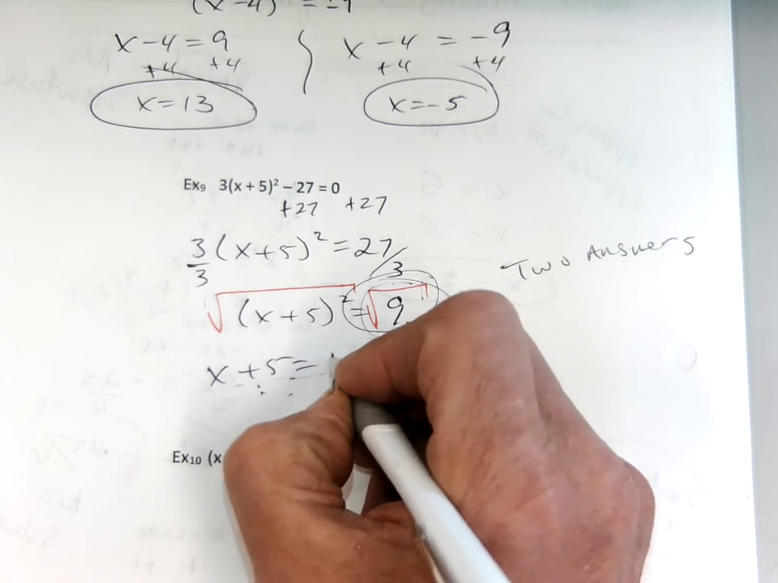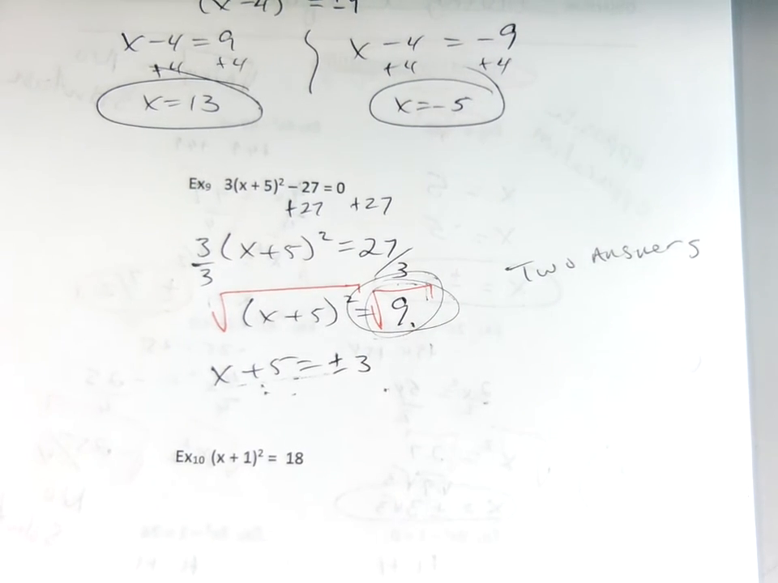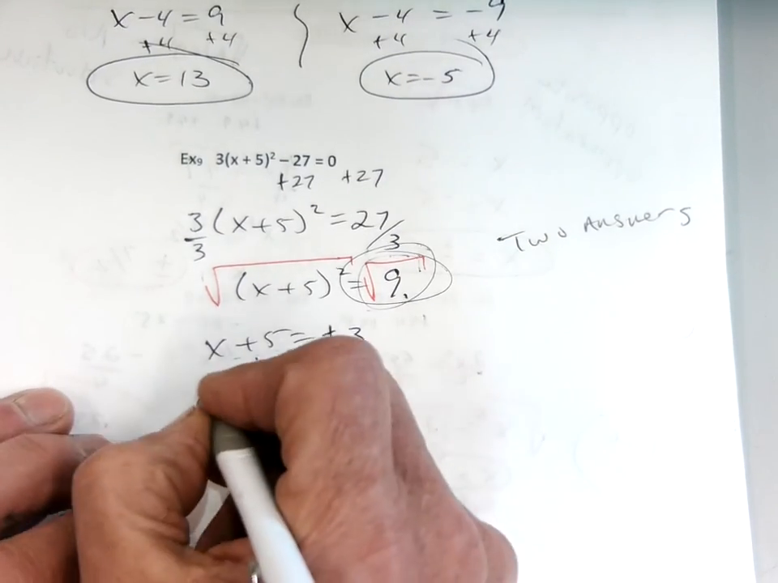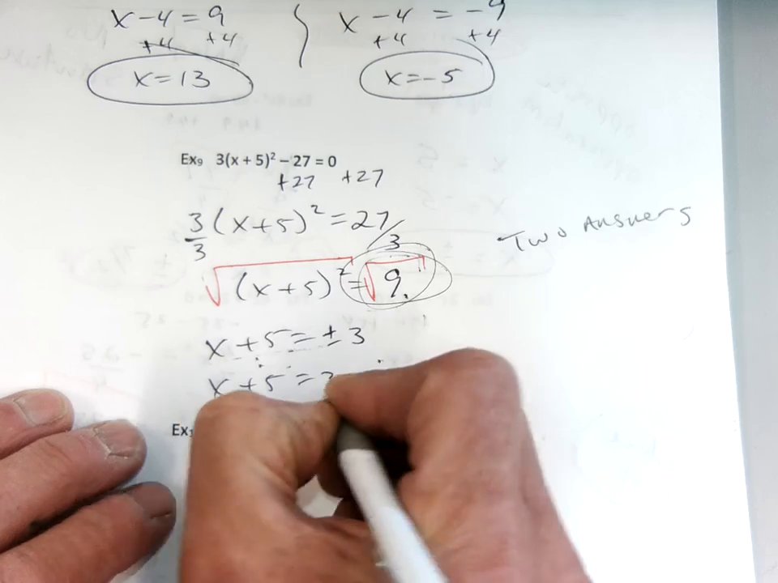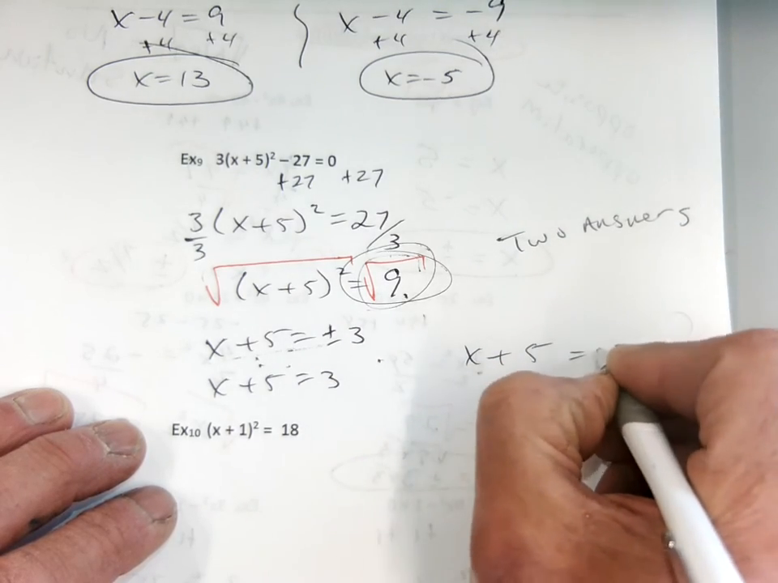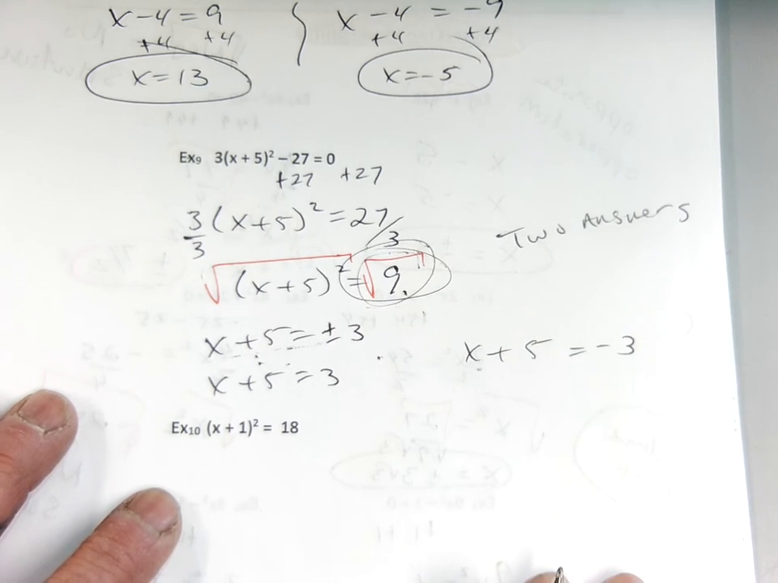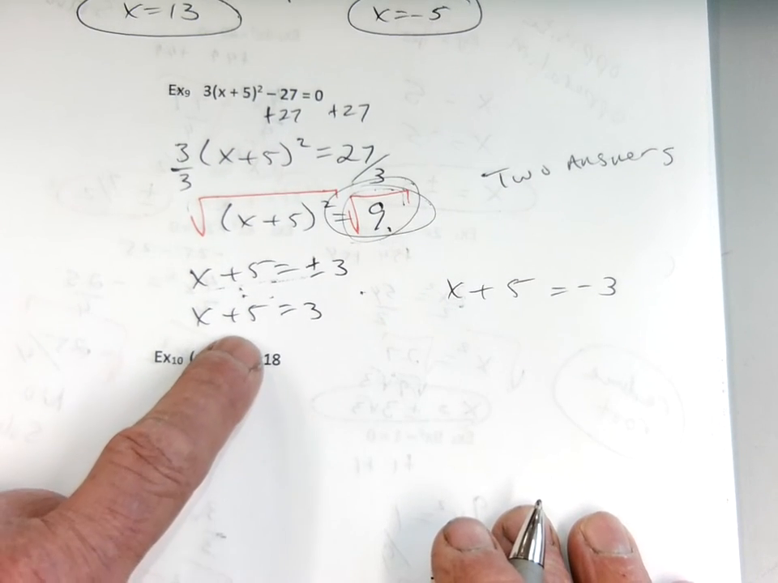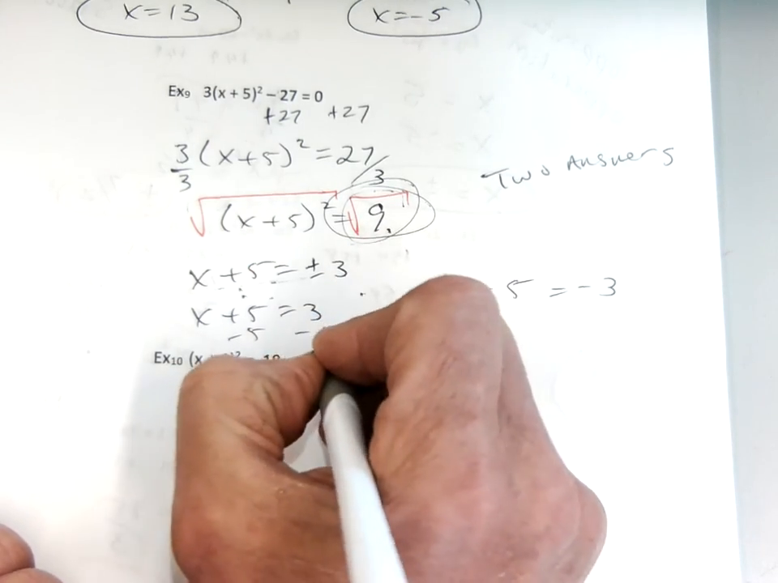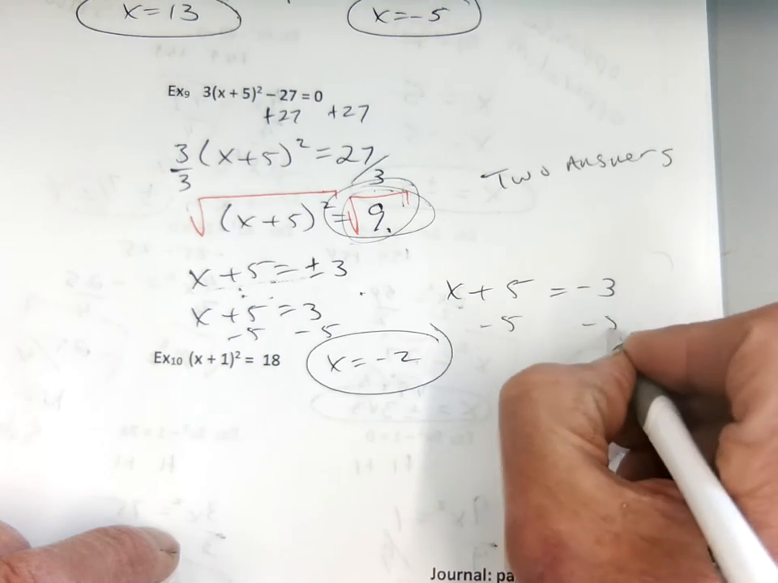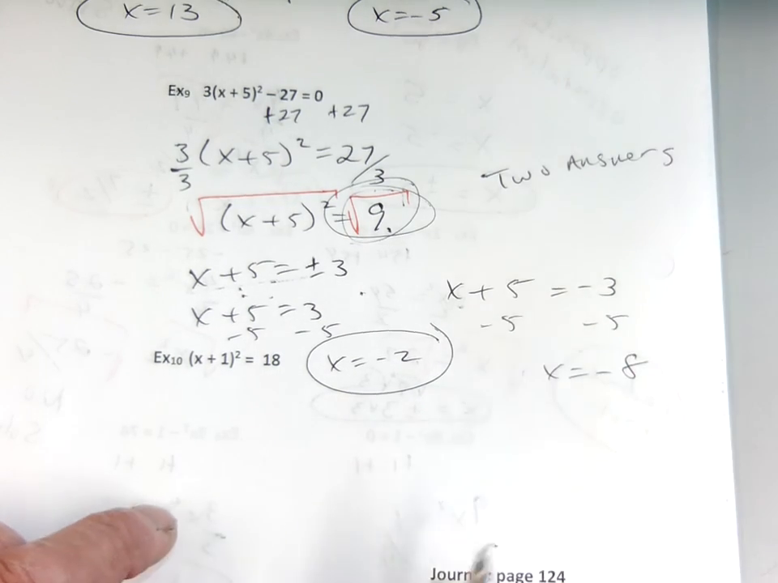That's why I like to do the plus or minus. Does that make sense? So why is the one above it different numbers? Why is number 8 two different numbers? Well, watch. This one will be 2. So I got x plus 5 equals 3 and x plus 5 equals negative 3. I'll go minus 5, and I get x equals negative 2. Minus 5, x equals negative 8.